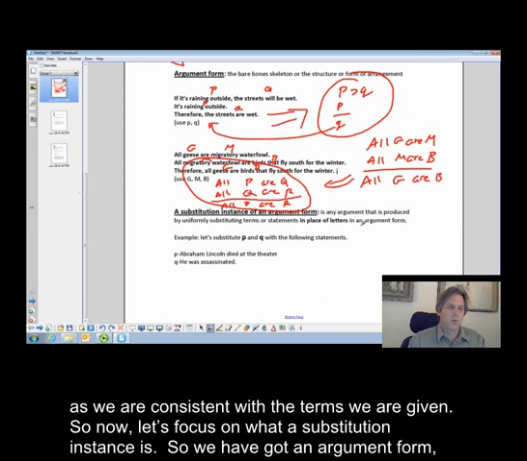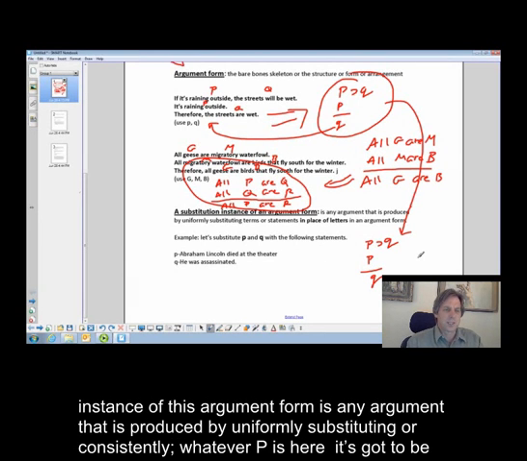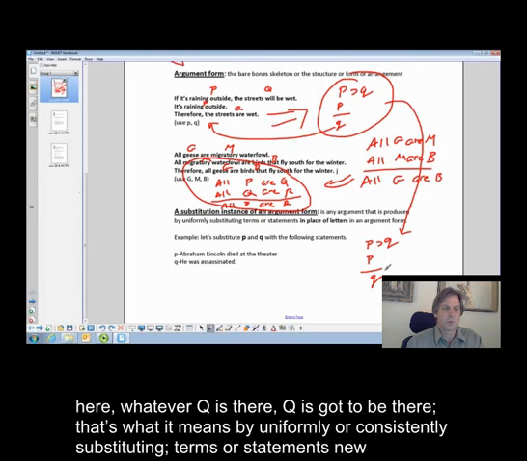So we've got an argument form, and here we have one up here. Let's pull that one down. If P, then Q, P, therefore Q. Okay, so we brought this down here. And a substitution instance of this argument form is any argument that is produced by uniformly, or consistently, substituting. Whatever P is here, it's got to be here. Whatever Q is there, Q's got to be there. That's what it means by uniformly or consistently substituting terms or statements, new propositions.